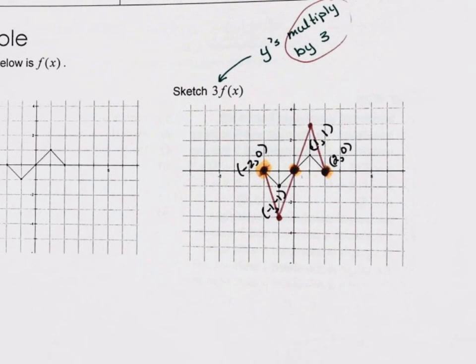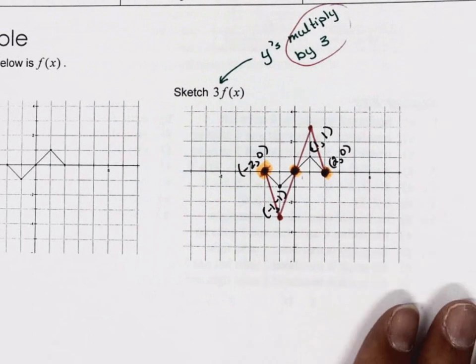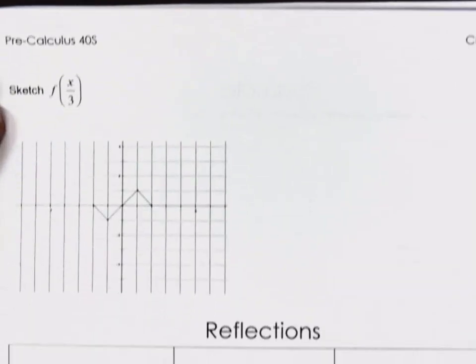Okay, not hard. Did we need to do a table of values for that one, or are you okay just doing it with the points on the graph? Just the points was easy. Okay, cool. All right, here we go.